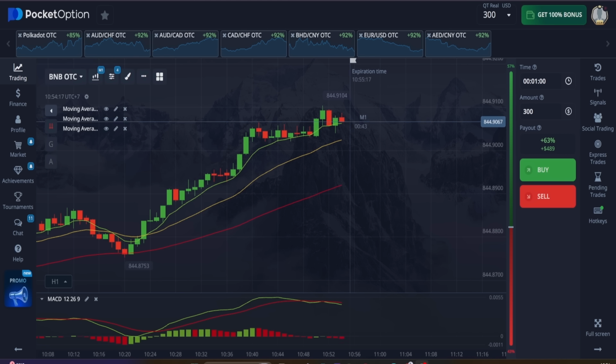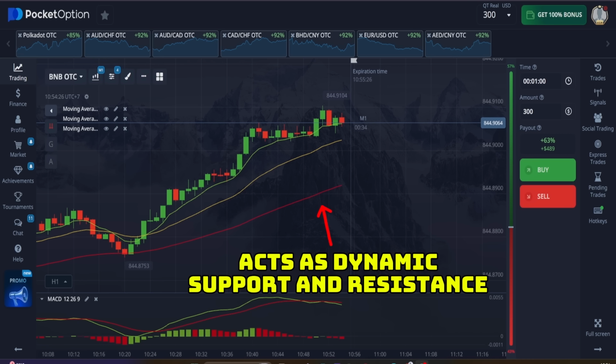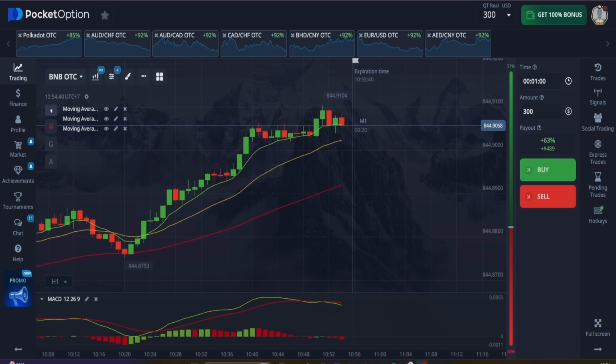A sell signal forms when the green moving average crosses below the yellow moving average, supported by a bearish MACD crossover. The red moving average, or MA60, plays a key role as a dynamic support and resistance zone. When price reaches this level, we often see reactions that create high-probability trading opportunities with controlled risk. Now let's move into a live example to see how the strategy works in real market conditions.